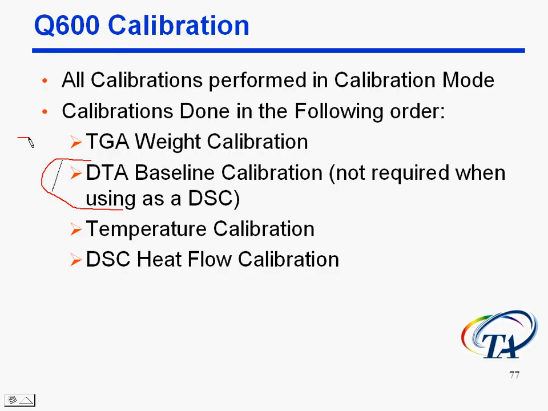But we have TGA weight calibration. This second one is a DTA baseline calibration. It's not required when using this as a DSC. So that's why we normally don't do it, because we normally use this as a DSC. Then there's a temperature calibration, and then there's DSC heat flow calibration. And that's not required if you're only going to use it as a DTA. But generally you wouldn't want to do that.